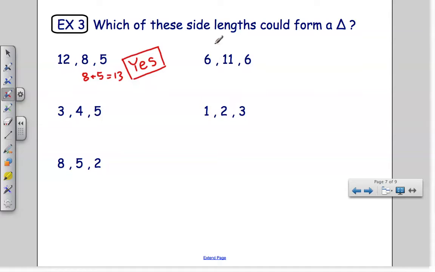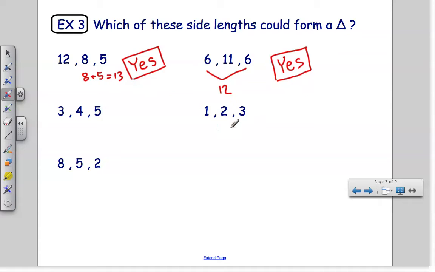What about here? I have side lengths of 6, 11, and 6. Will these three sides form a triangle? Well, the longest side in this case is 11, so I need to check, do the shorter two sides, 6 and 6, those add up to 12. Okay, well that is more than that side, so they definitely will reach. It will form a triangle in this case because the shorter two sides added together exceed the longest side.